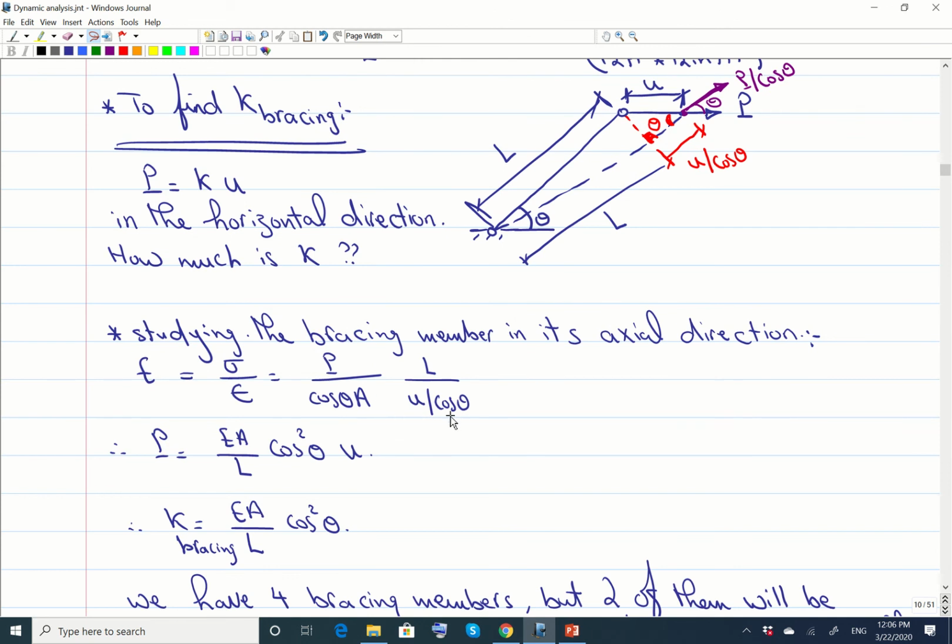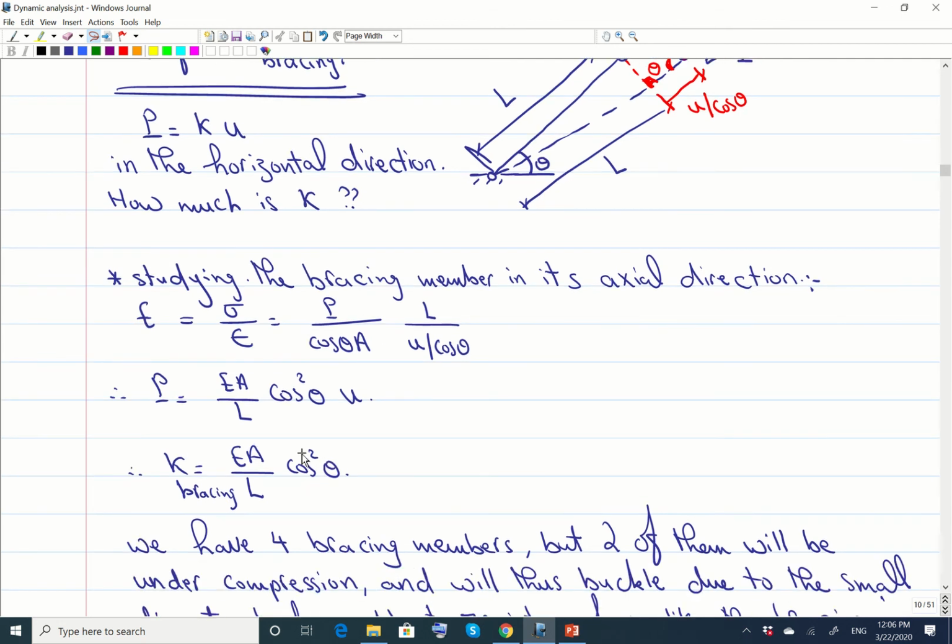Now we can put P in terms of U, so we're going to move P to one side of the equation and U to the other side. We're going to find that P is equal to EA divided by L and cosine square theta, multiplied by U. That means P is equal to this value, K, multiplied by U. So the stiffness of a bracing is EA divided by L multiplied by cosine square theta.